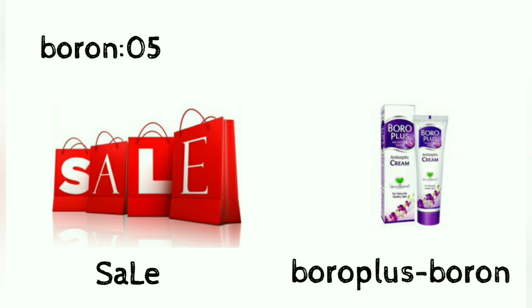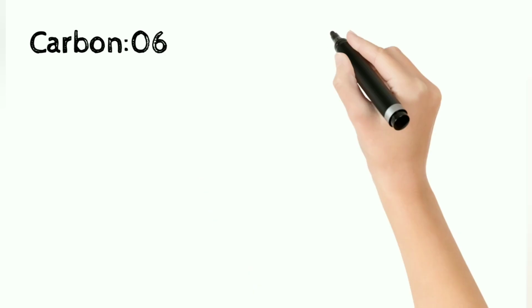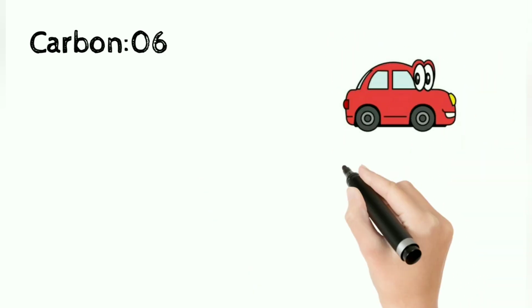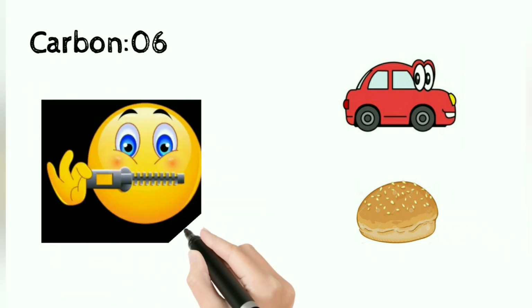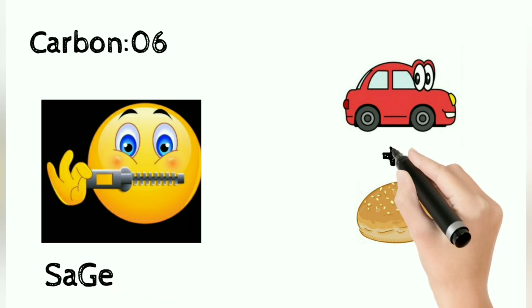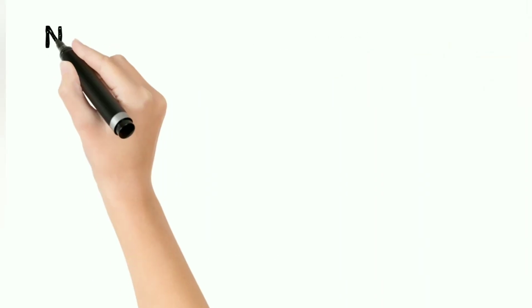The next element is carbon with the atomic number 06. Here, the peg word is sage. Sage in Hindi means sadhu, or in English it means being silent. The story comes up like a silent child is eating a big bun inside a car. A bun, car. The element is carbon. So it comes up like sage, the peg word, car, bun. The element is carbon.